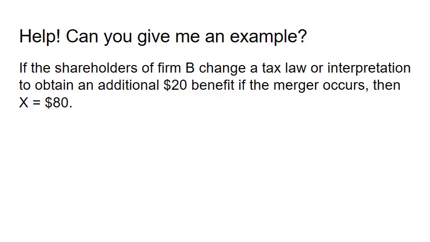And finally, if the shareholders of firm B change a tax law or interpretation to obtain an additional $20 benefit, if and only if the merger occurs, that $20 benefit is going to show up. They're going to get $10 more benefit, but guess who gets the other $10? The owners of firm A.